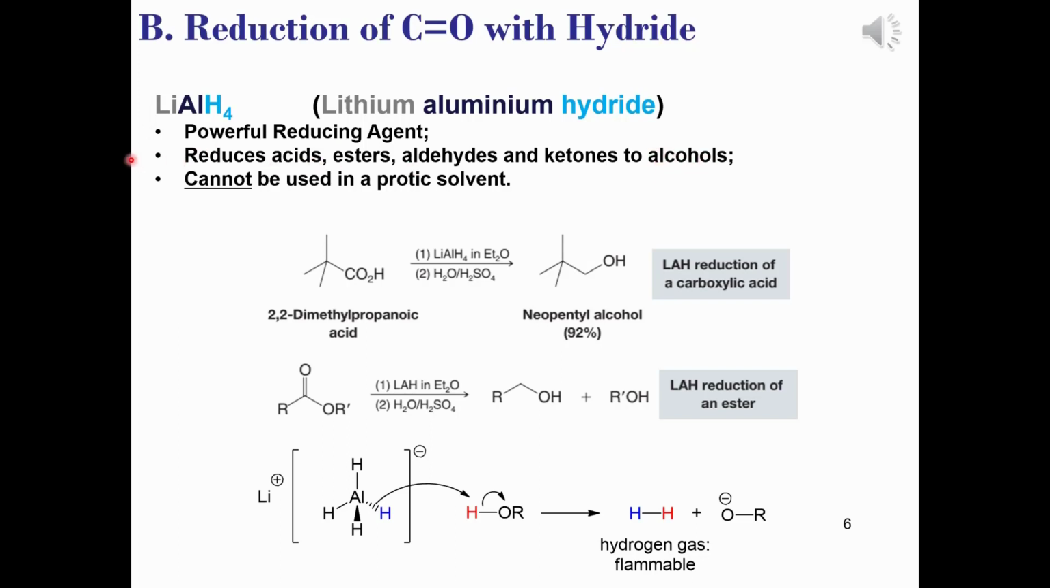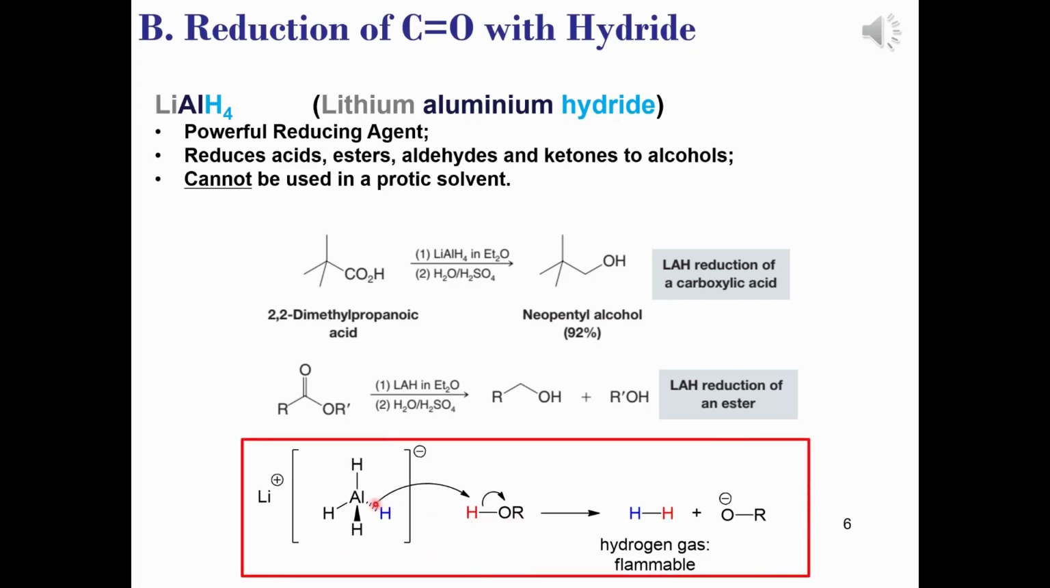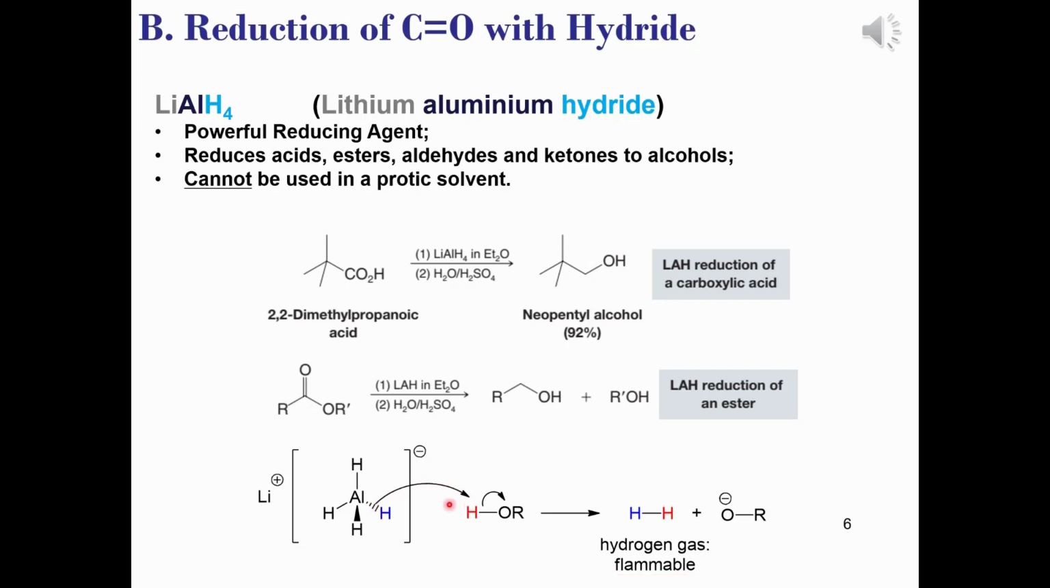A ketone is always reduced to a secondary alcohol, while the aforementioned functional groups will always be reduced to primary alcohols. One point to note here is that you cannot use lithium aluminium hydride, aka LAH or LiAlH4, in a protic solvent. This is because the hydride anion will always abstract the proton from that protic solvent, thus forming hydrogen gas. The reaction in itself is also very exothermic, so there is a chance that this could ignite and cause a fire. Therefore, when performing these reactions, an ether solvent is used.